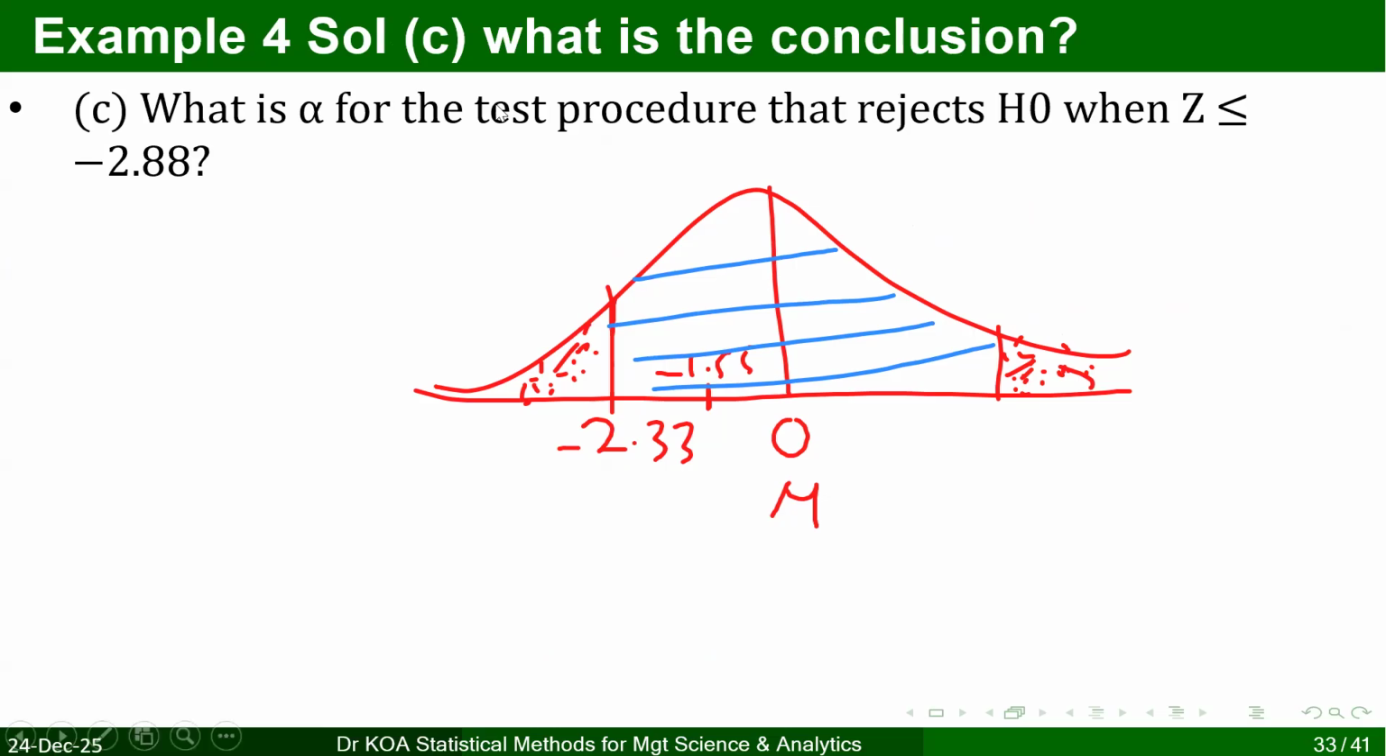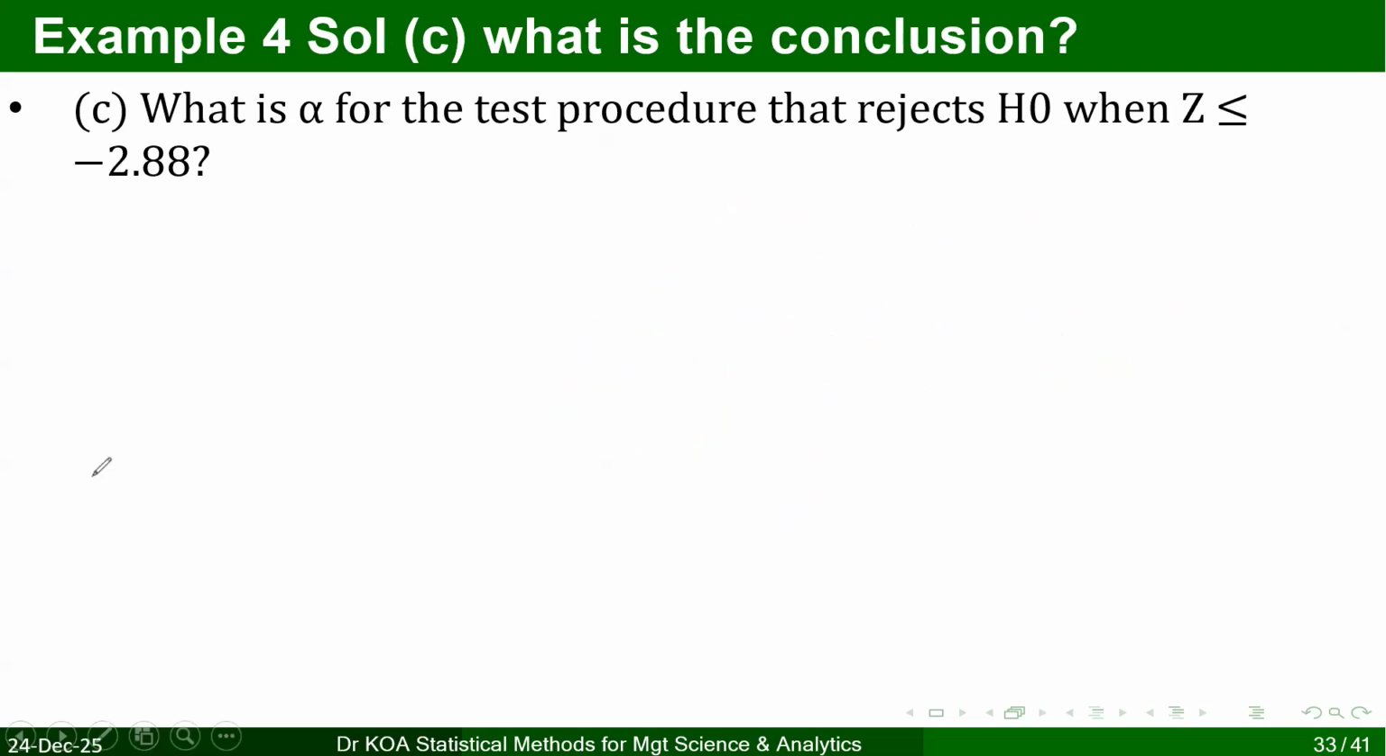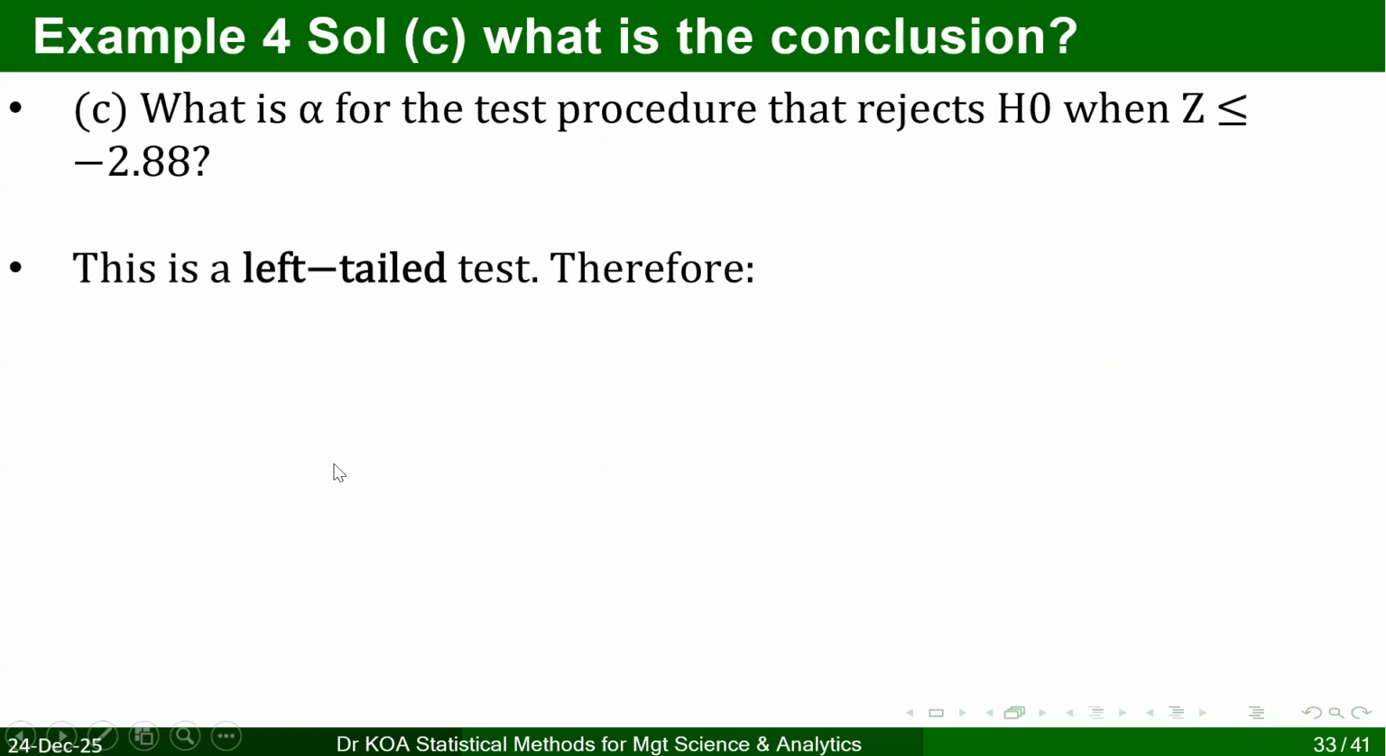Now, the next part of the question says, what is the alpha for this test procedure? We know that this is a left tail test, and we want an alpha value when the z value is 2.88. Anytime you have been given a z value, to get a corresponding alpha, you go into the table and find it. You guys have the table. Go into the table and find 2.88.